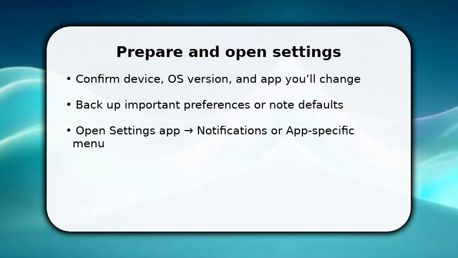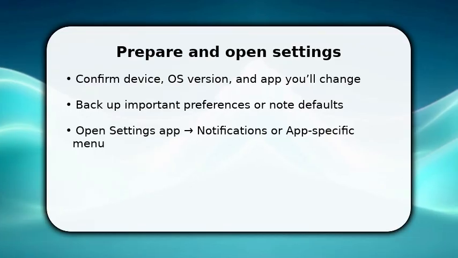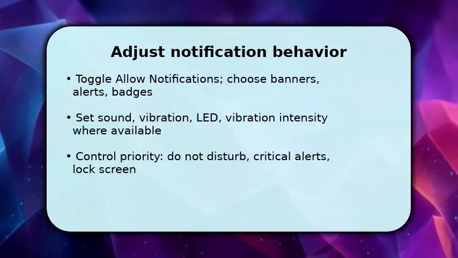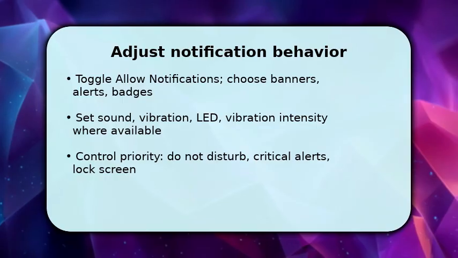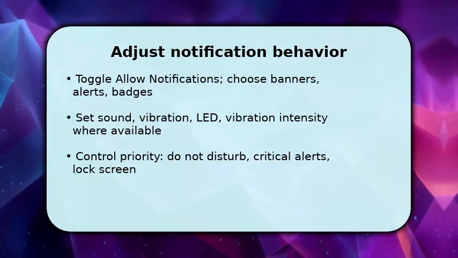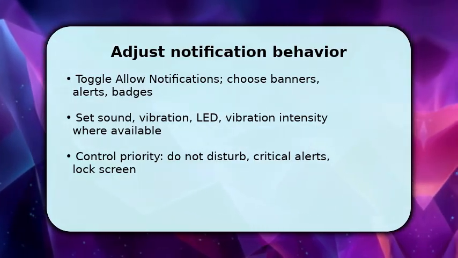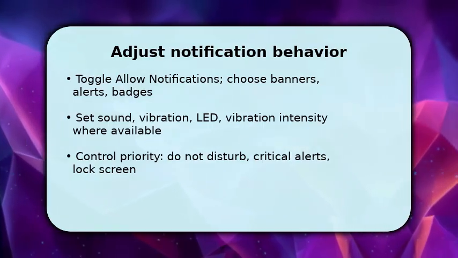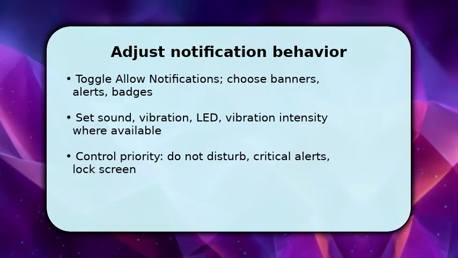You'll now change how notifications behave so they match your attention needs. First, toggle Allow Notifications and pick presentation styles like banners, alerts, or badges. These determine whether notifications pop up or just count. Then set sound, vibration, or LED options and adjust intensity if available so alerts are noticeable but not disruptive.